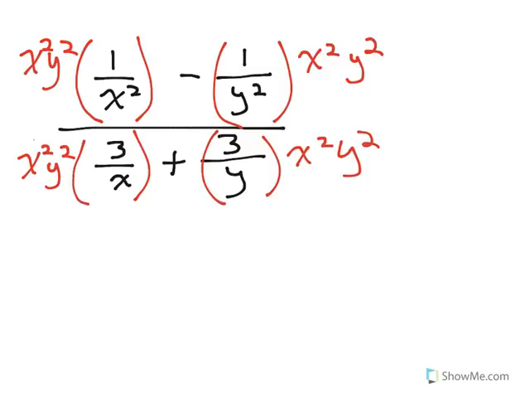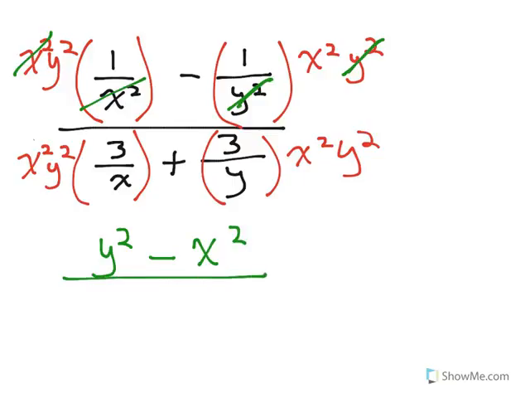Looking at the first fraction in the numerator, the x squareds reduce out, leaving y squared times 1, which is y squared, minus the second fraction in the denominator, the y squareds in the numerator cancel out, leaving 1 times x squared, which is x squared.